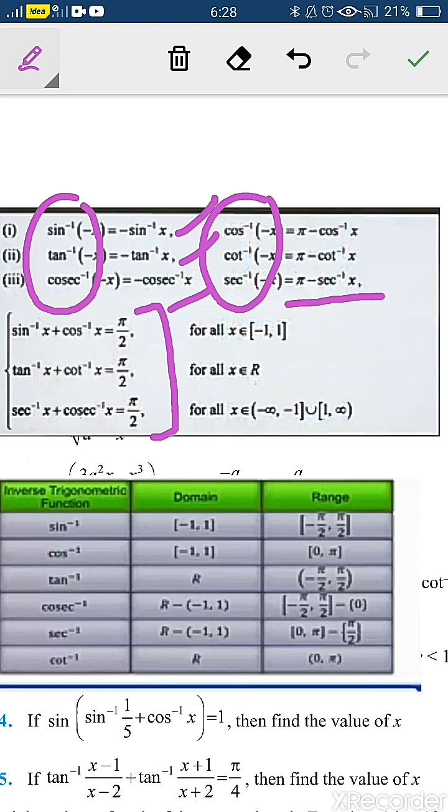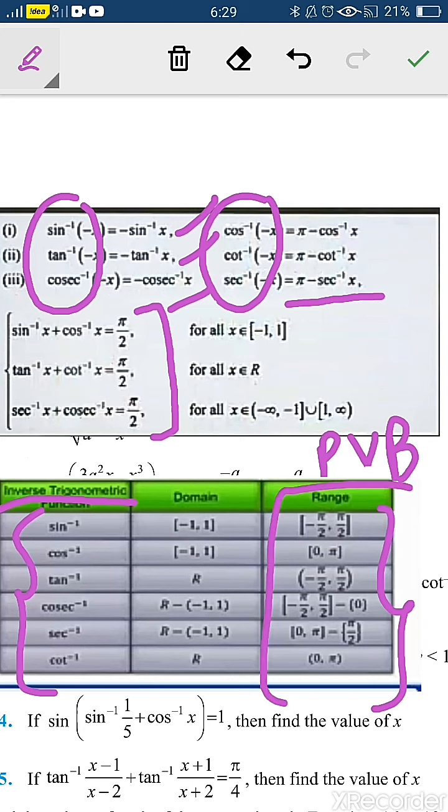And a very important thing that we have done is the principal value branch. These are the six inverse trigonometric functions, and we have done the principal value branch of these. Why am I taking these formulas again today? Because whatever questions we are going to do now, the principal value branch plays a very important role.